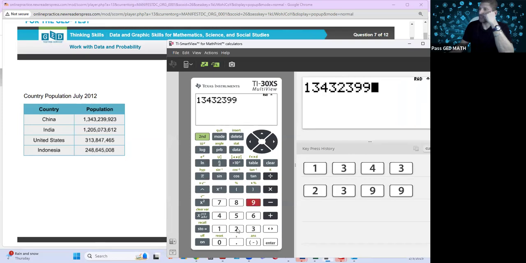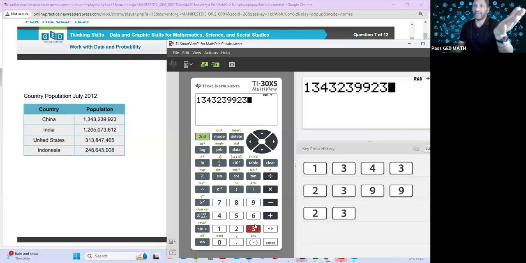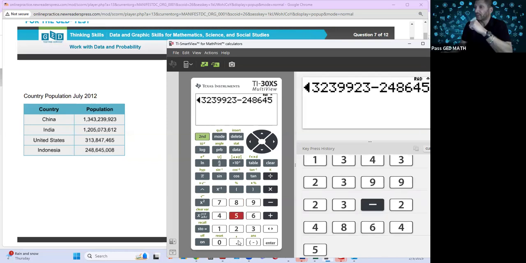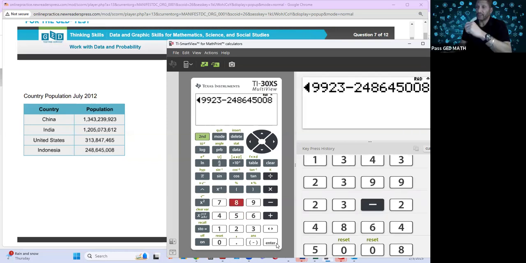The only reason I'm calling the numbers out like that and not saying 1,343,239,923 is that it's easier to put into the calculator just by saying the numbers out. So I'm just going by threes: 248, 645, 008. Even though I know that number is 248,645 and 8.